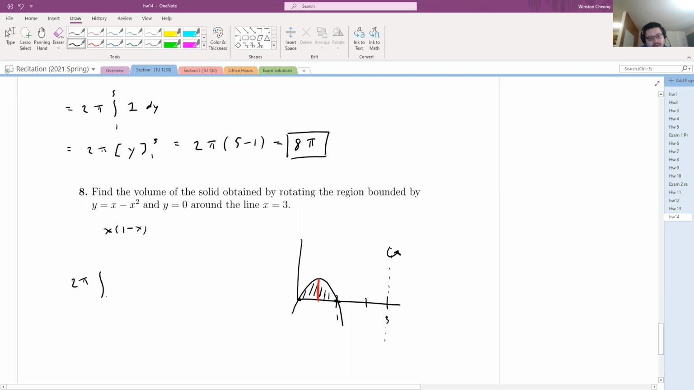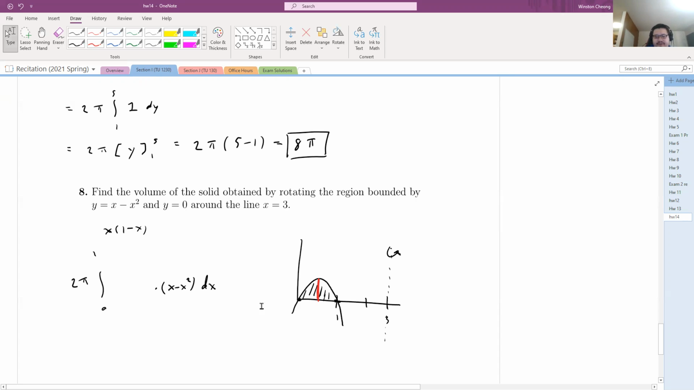And so we have 2 pi times an integral from 0 to 1 with respect to x. And now we think about the radius function and the height function. The height function is actually the easy one in this case. It's just the function that's given to us. So I'll just write that down. Okay, that's the easy part. The radius function is where we have to think about this a little bit.